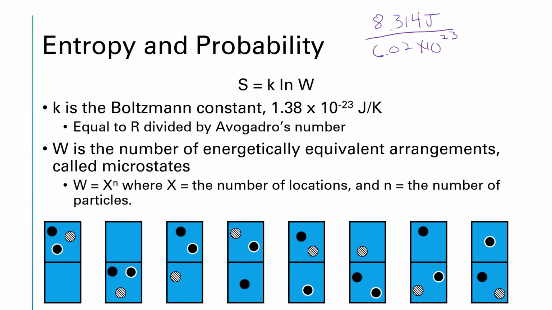W is the number of equivalent arrangements of the particles, called microstates. W is given by this equation, x to the n, where x is the number of locations available and n is the number of particles. So just to give you an idea of what we're talking about here, these diagrams down at the bottom are illustrating the arrangement of 3 particles over 2 locations. The locations are the top and the bottom half of the box. The 3 particles, well, one of them is all black, one is black with a white outline, and one is black and white striped.